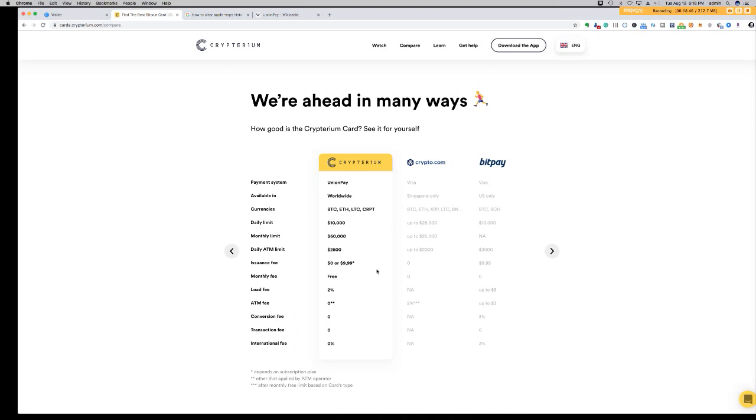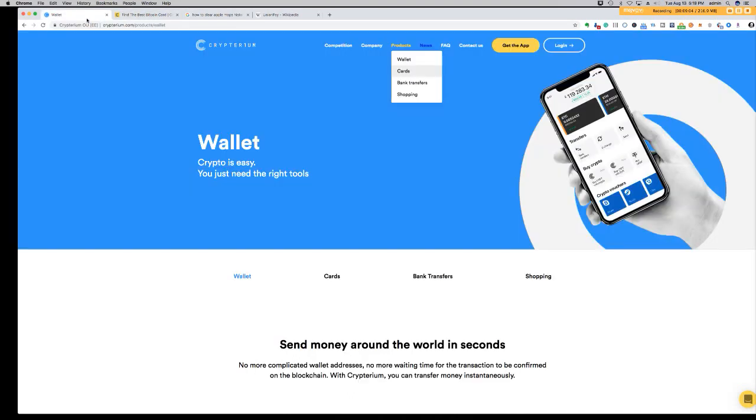But I wanted you guys to know about Crypto.com, or not Crypto.com, but Crypterium, and why you shouldn't apply or order the Crypterium card, because of the lack of acceptance, and also the fact that you're limited to possibly only getting cash from an ATM. You wouldn't be able to purchase anything at all, for the most part.